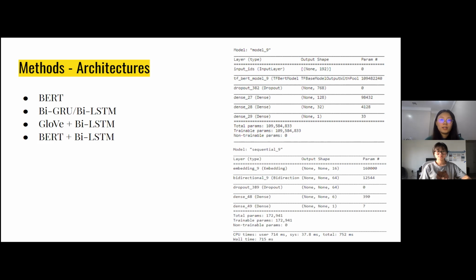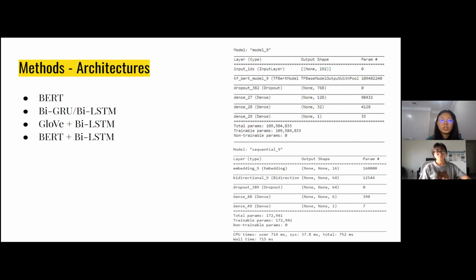The third and fourth architectures are very similar. They combine embeddings and bidirectional LSTM. For the third architecture, we use GloVe for embeddings, and for the fourth architecture, we use BERT for embeddings. Therefore, we can compare the performance of GloVe and BERT using the third and fourth architectures. In these architectures, we also use a spatial dropout layer and dense layers. One common thing for these 4 architectures is that the last dense layer only has 1 unit because the problem is a binary classification problem.